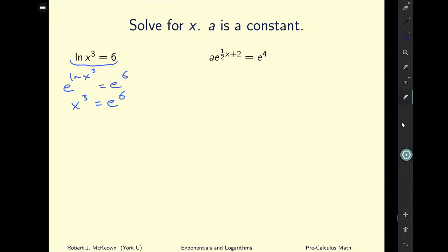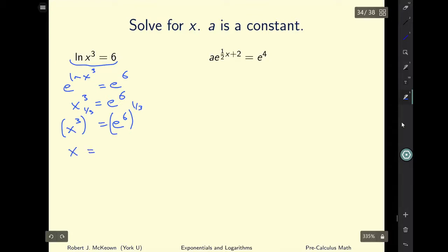But since we have the x cubed on the left-hand side, I'm going to raise both sides of this expression to the power of 1 over 3, 1/3. And now we're going to have x is equal to e to the power of 2. And of course, e to the power of 2, e is just a number. So if we want to go a little bit further, we could estimate it using decimals and say x is equal to, well, my calculator tells me it's equal to 7.389.